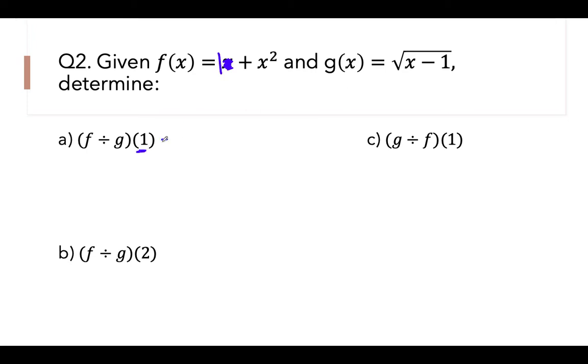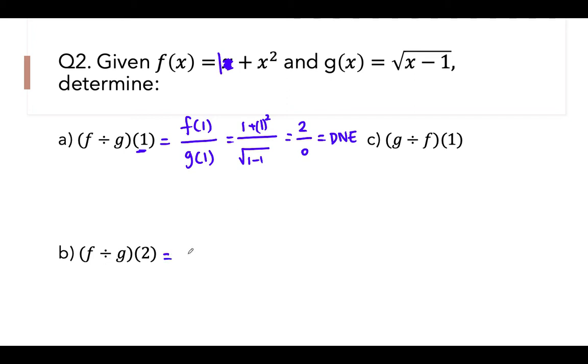So what we could do is f of 1 divided by g of 1. I'm going to plug in 1 into function f. So 1 plus 1 squared over 1 minus 1. So it's going to be 2 over 0. But anything divided by 0 is undefined, so it does not exist.